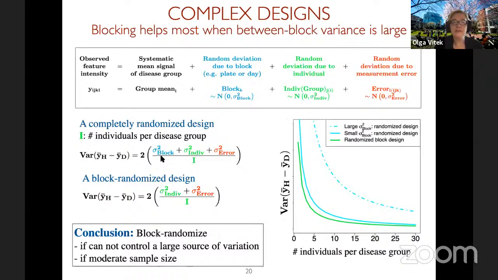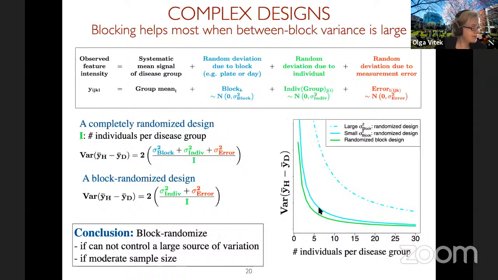And so there's a value in simpler experiments when this variance of the block is actually relatively small compared to biological and technological variance. And so we can make curves like that to say, okay, this is what happens when the variance due to the block is large, but this is what happens when the variance due to the block is actually relatively small.